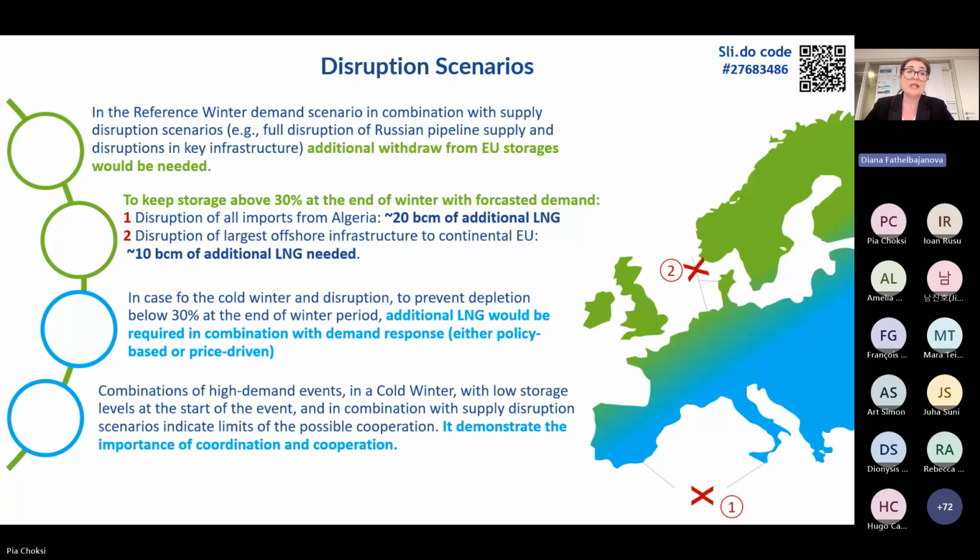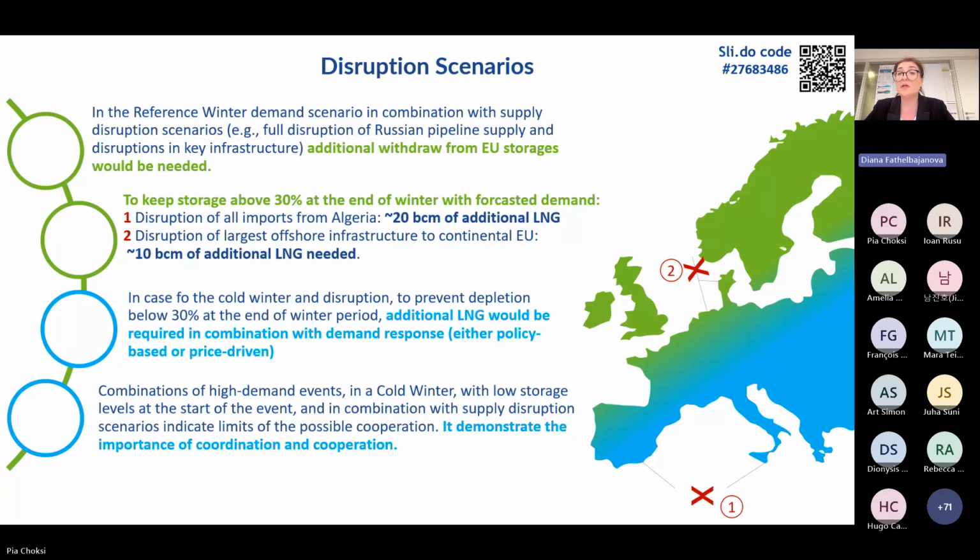And to keep storage levels above the 30% at the end of the winter with the forecasted demand, a disruption of all imports from Algeria will require around 20 BCM of additional LNG, and disruption of Europipe would require roughly 10 BCM of additional LNG. And actually what is important for us is that we can see that the infrastructure is capable of receiving that LNG and redirecting the flows internally.